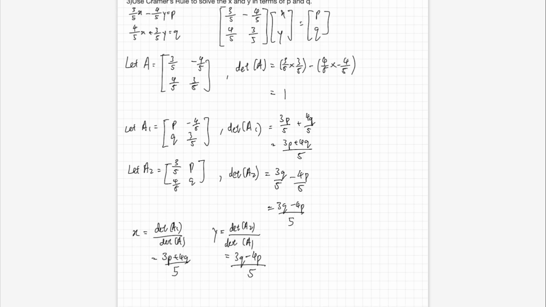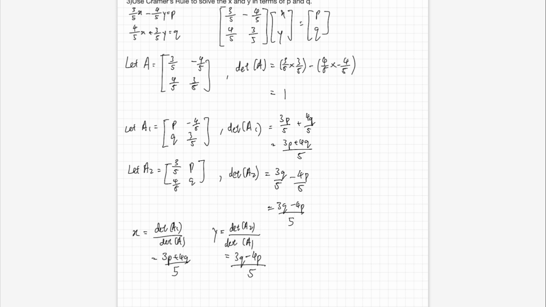So this is question number 3. First, like the same, we rewrite the equation into matrix form. And I let the matrix 3/5, negative 4/5, 4/5, and 3/5 become matrix A. So the determinant of matrix A is equal to 1. Then for A1, I substitute P and Q into the first column of matrix A to become A1. So the determinant is (3P plus 4Q) over 5.